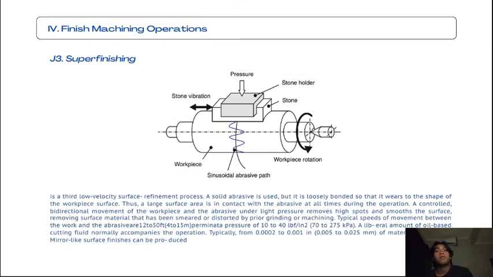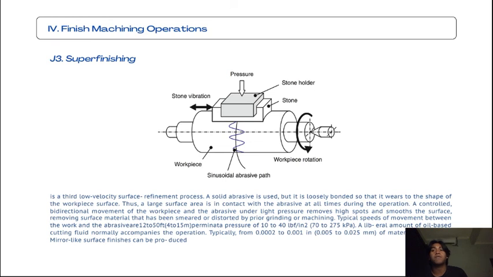Okay, now the finish machining operation, the third subtopic is superfinishing. This is a third low velocity surface refinement process. A solid abrasive is used, but is loosely bound so that it wears to the shape of the workpiece surface. Thus, a large surface area is in contact with the abrasive at all times during operation. A controlled bi-directional movement of the workpiece and the abrasive, with light pressure, removes high spots and smooths the surface, removing surface material that has been smeared or dissolved by prior grinding or machining.